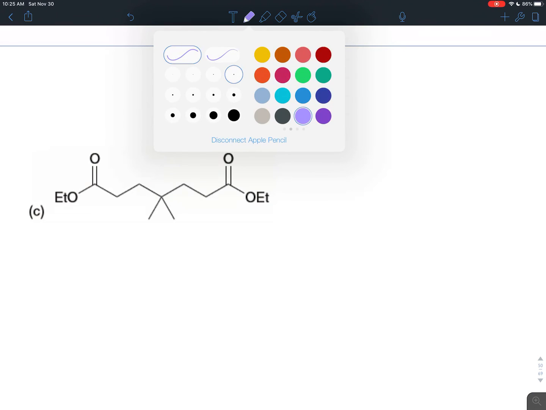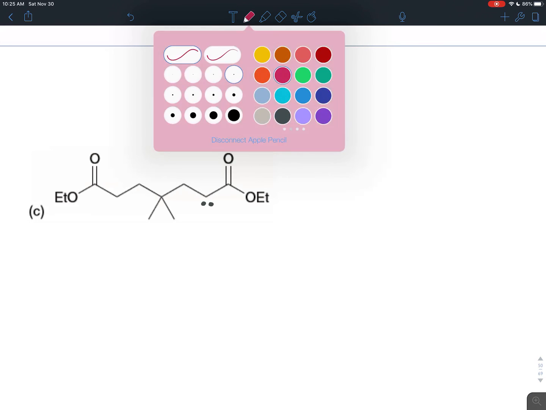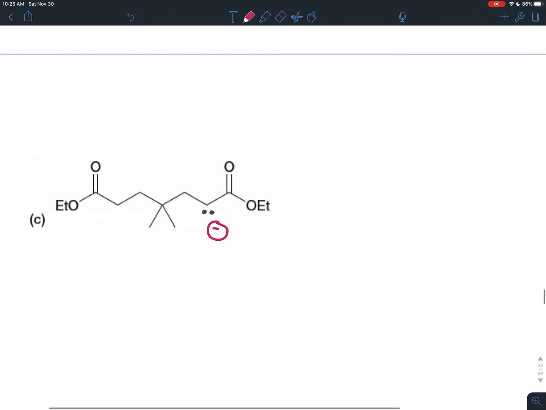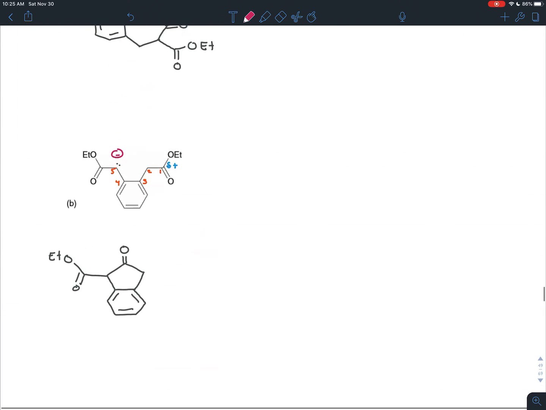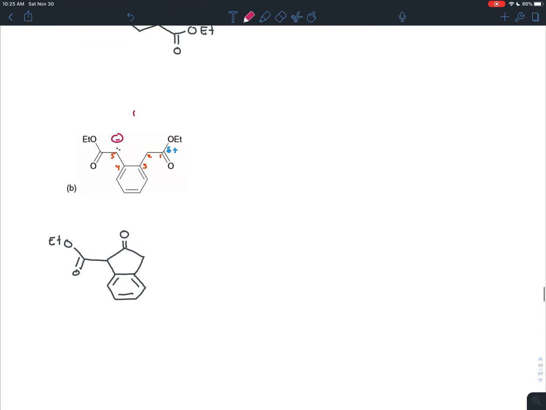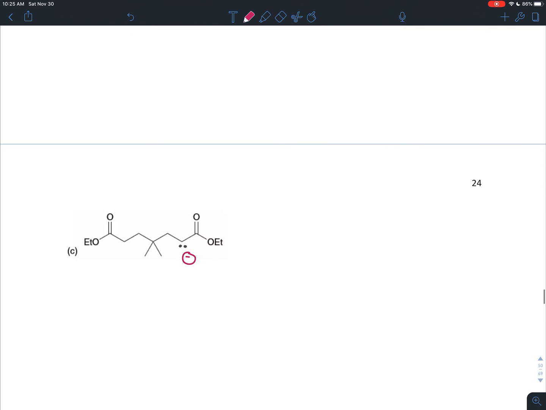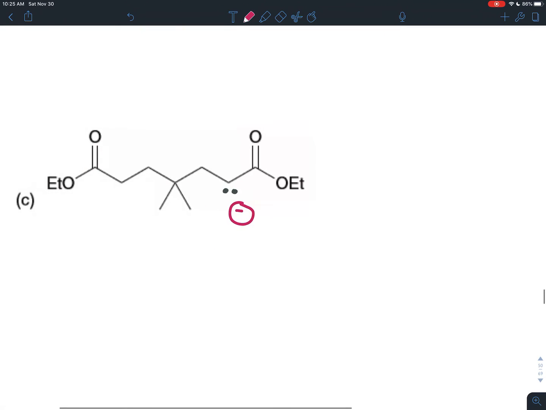And we know that what happens in a Claisen condensation is the alpha hydrogen gets ripped off by the base, the ethoxide, and you form a lone pair with a negative charge here. Now, you might be saying, how do you know which alpha carbon to choose? All of these molecules that they've given us have been symmetrical. So there's a line of symmetry here, there's a line of symmetry here, and in this one there's a line of symmetry down the middle. So that means that each of these alpha carbons is the same. You could use either one, you'll end up getting the same product.